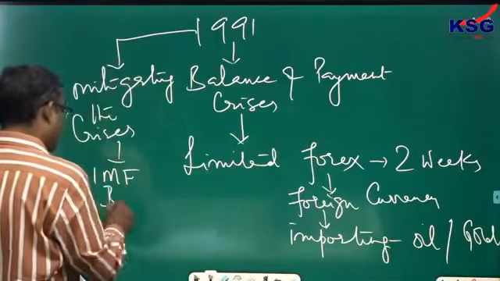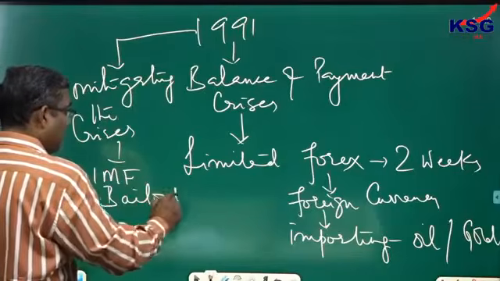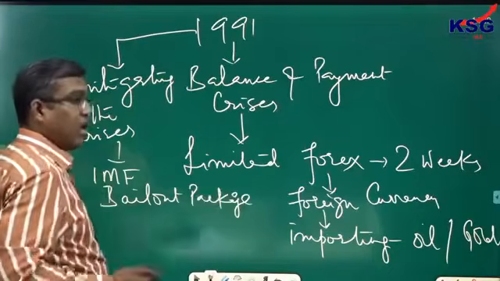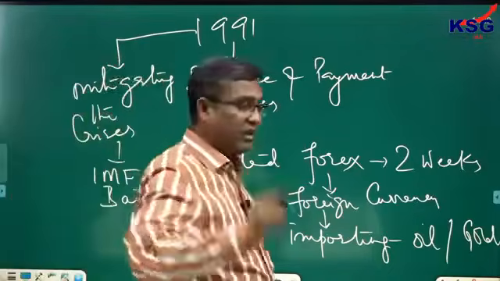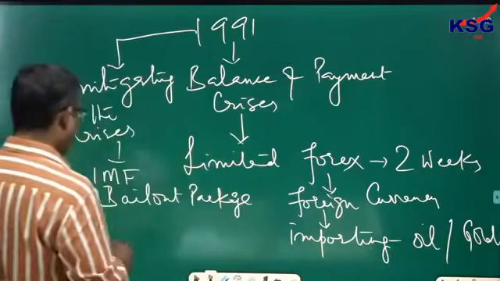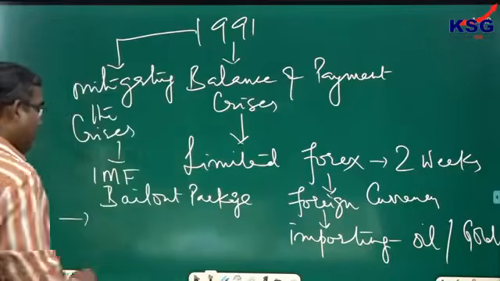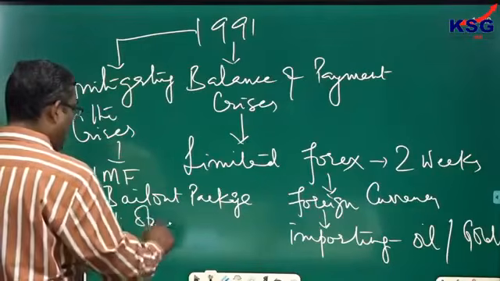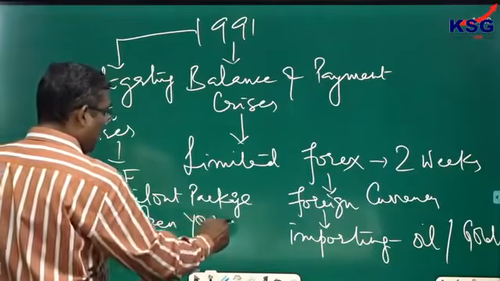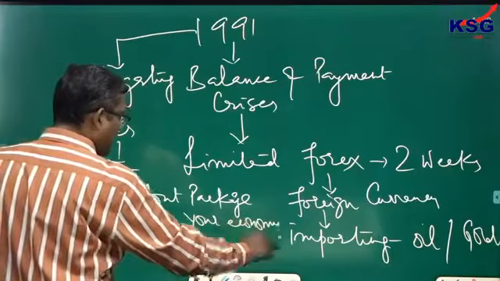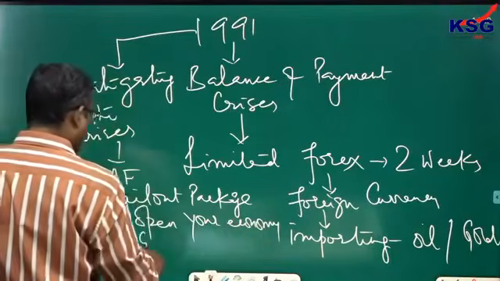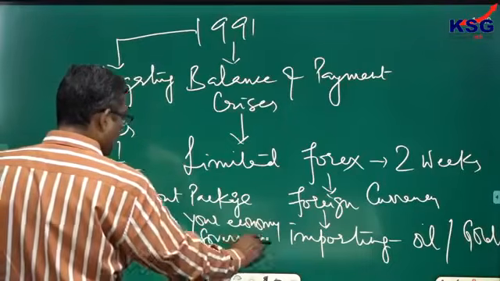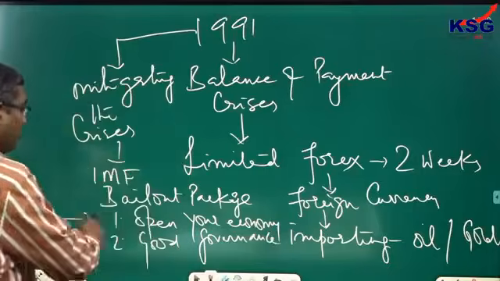They requested a bailout package, right? And the IMF gave us certain conditions. The IMF said, okay, fine, we will help you financially, but you have to fulfill certain obligations. Under which the first is you need to open your economy. And the second is good governance, because it is a part of your GS paper 2. So they focused on two things.